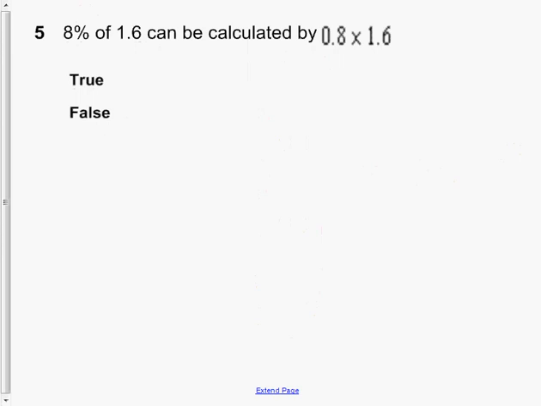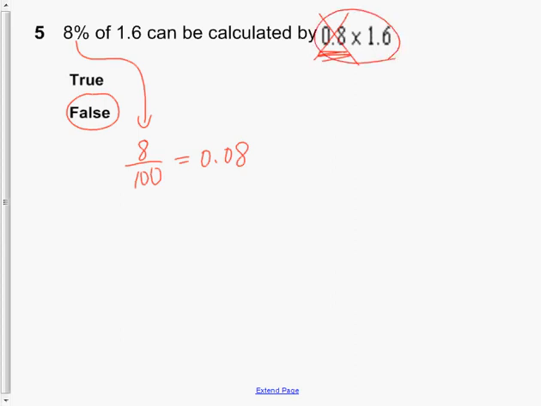Question 5, 8% of 1.6 can be calculated by multiplying 0.8 by 1.6. The answer for this is false, and here's why. 8% as a fraction is 8/100ths, and 8/100ths as a decimal is 0.08, not this. So if I actually did this part here, that would be calculating 80% of 1.6, and remember, multiplication is of, that would be what I have to do with a calculator to calculate 8%.